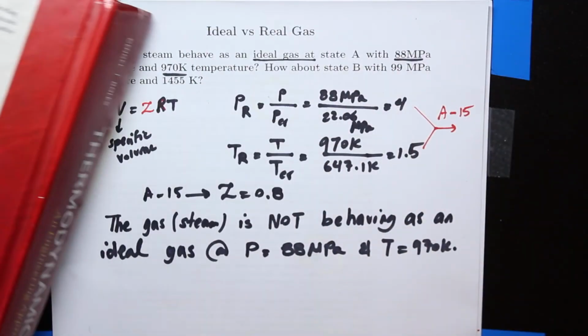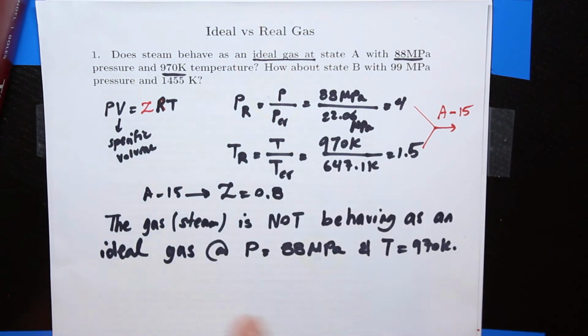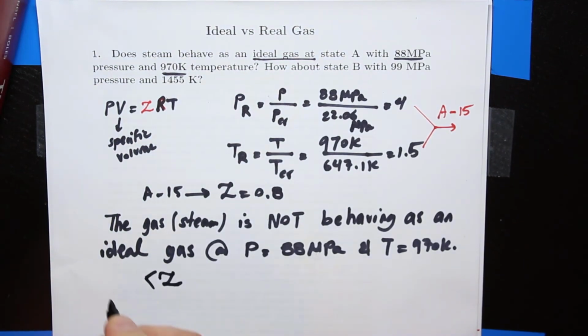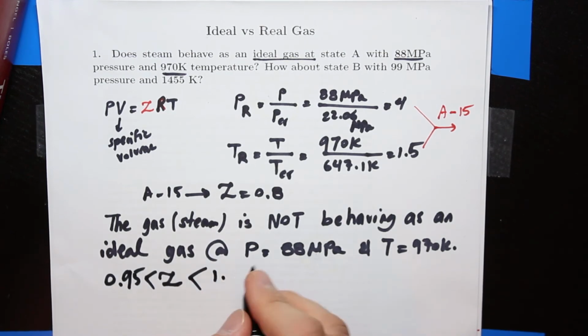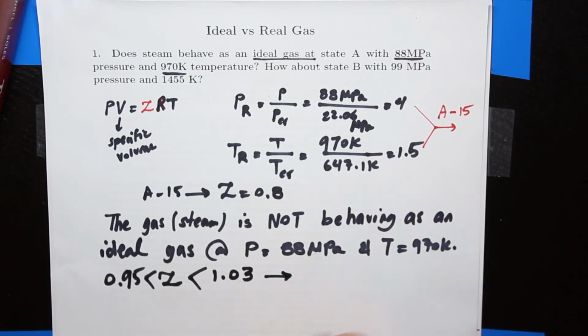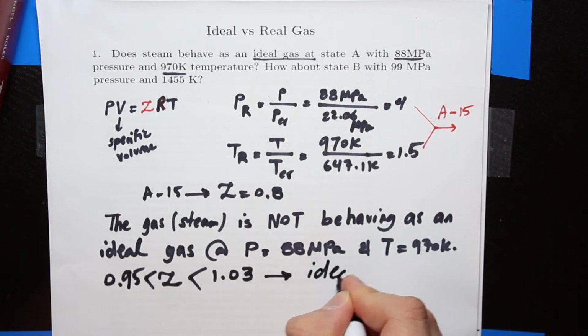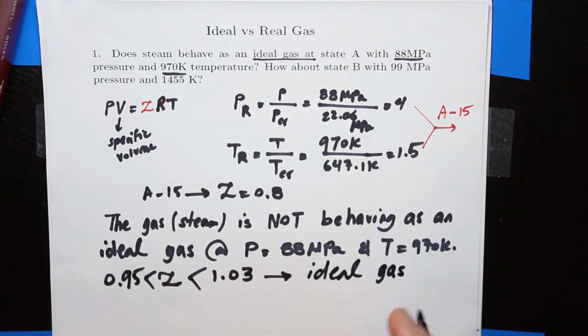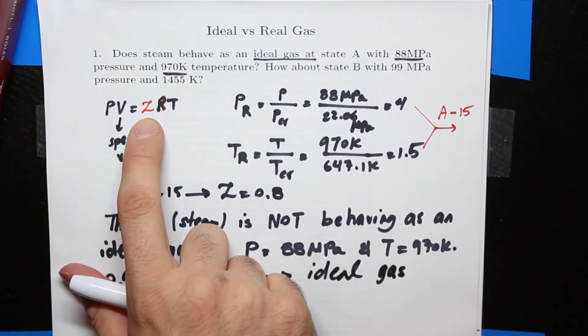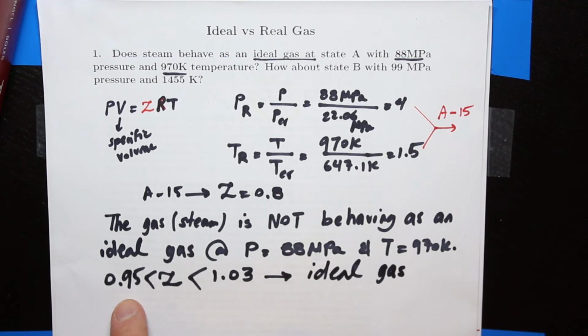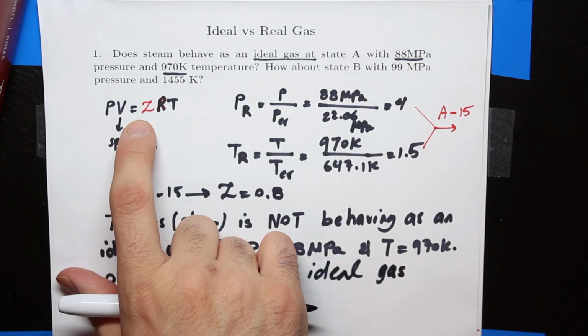So if your Z is roughly between 0.95 and, let's say, less than 1.03 or 1.05, it doesn't really matter, at least in our course, we call it an ideal gas. Maybe depending on the problem you're solving, you may want to consider this Z equal to 0.95 in this equation, but in our particular course, we don't really bother to include that in this equation.